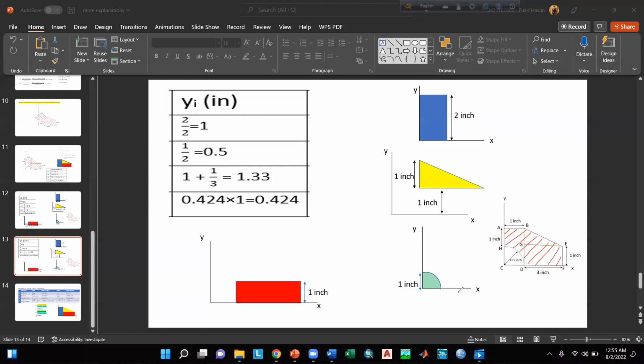And what will be the centroidal distance for this circular region? It will be equal to 0.424 r from this x-axis. So suppose this is our centroid, it will be equal to 0.424 into 1 equal to 0.424 inch. So this is basically a formula, and h by 3 is the formula for a triangle, and L by 2, B by 2 is the formula for a rectangle. So if you know the formula, you will be able to calculate the centroidal distance easily.